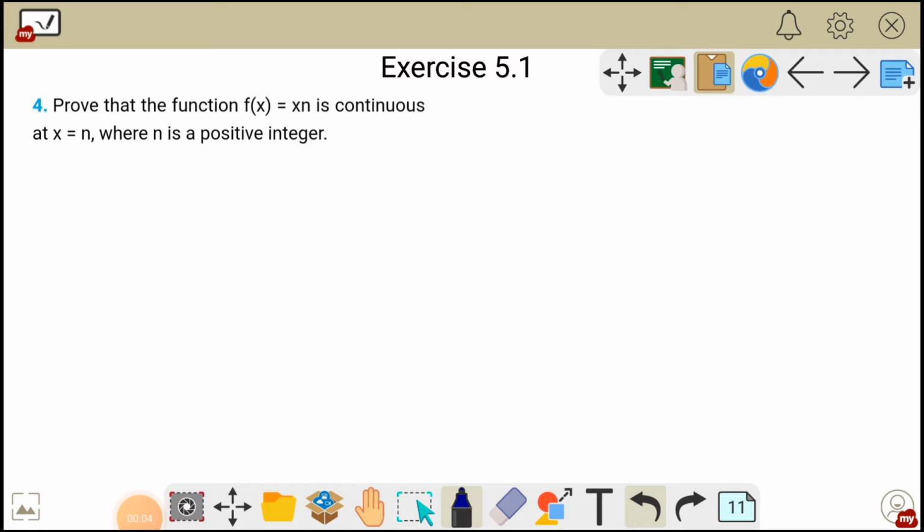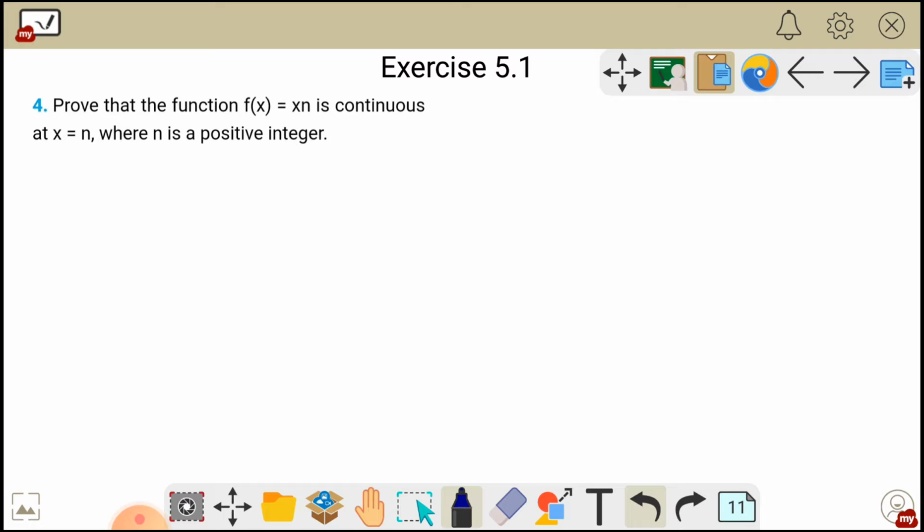Hello and welcome everyone. In the last lecture, we have seen question number 1, 2 and 3 from exercise 5.1. Now, in today's lecture, we are going to start exercise 5.1 question number 4.